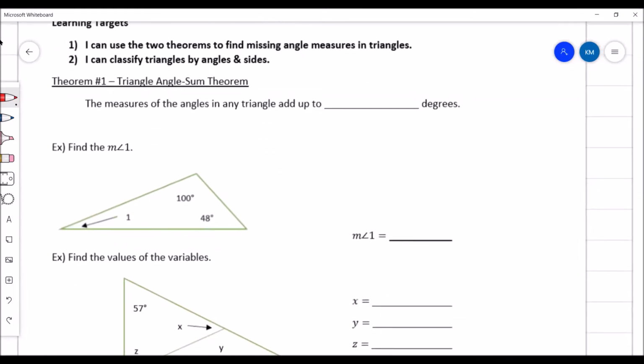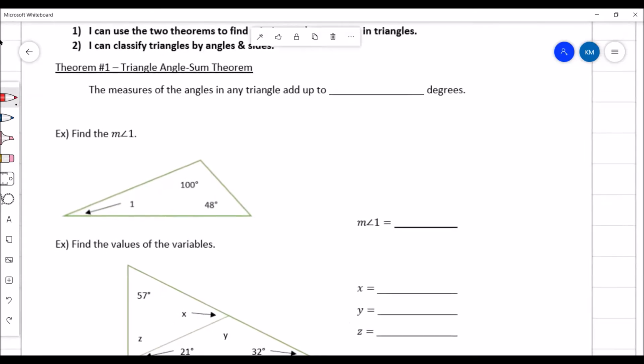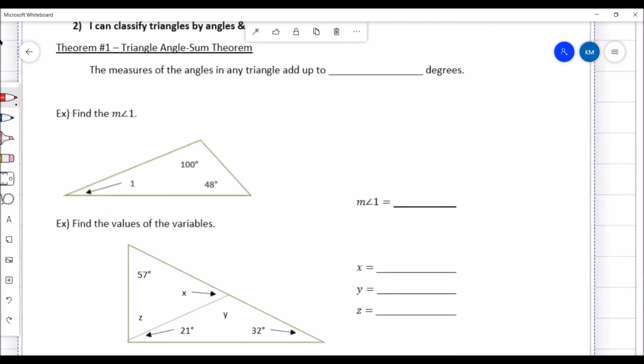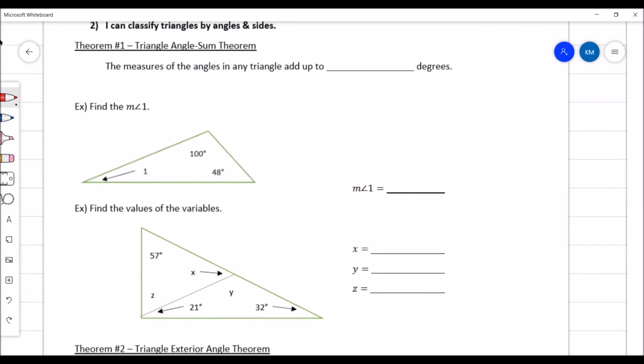All right, so here's the main theorem. Today, the triangle angle sum theorem, and it states the measure of the angles in any triangle add up to 180 degrees. That is the big thing. We'll use this knowledge to build off of for the rest of this chapter when we talk about polygons. Big deal, 180. Keep it straight in your head.